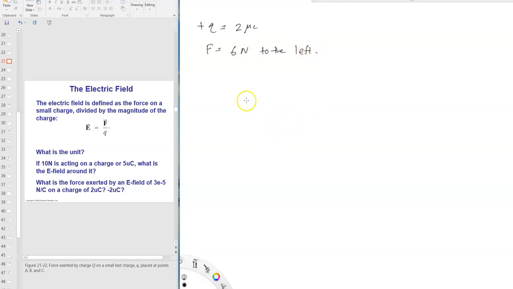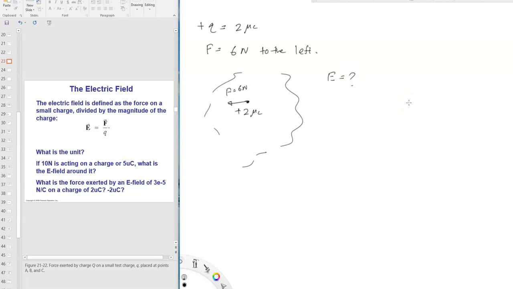So here we have a charge, positive 2 microcoulombs. We place this in an electric field. So over here there's an electric field. We don't know anything about it. We don't know the magnitude, we don't know the direction. But we see that when you place it, there's a force of 6 newtons to the left. Question is, what is the electric field?